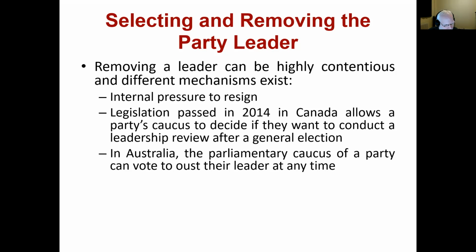In Australia, the parliamentary caucus of a party can vote to oust their leader at any time, so not just after a general election, at any point if they lose support. Other than that, without some mechanism after an election or at any time to oust the leader, other than putting pressure on them, in many cases it requires a resignation. Once the person is selected as the leader, it will require the resignation of the leader for them to give up their power.